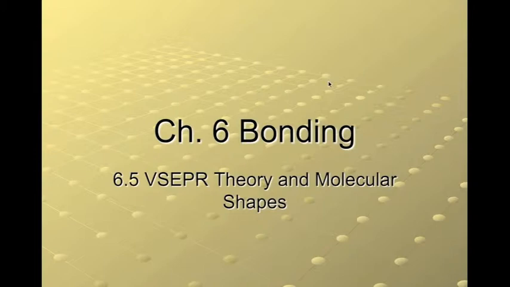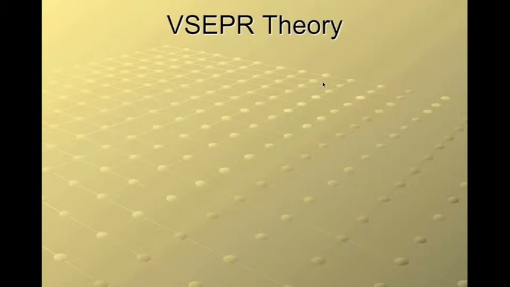Okay guys, let's go ahead and talk about VSEPR theory and molecular shapes. So far we've done the Lewis structures and figured out where we put everything. But remember that when we do the Lewis structures, we're writing that on a piece of paper, and atoms do not exist in 2 dimensions, they exist in 3-dimensional space. So what we use VSEPR for is to determine the molecular geometry.